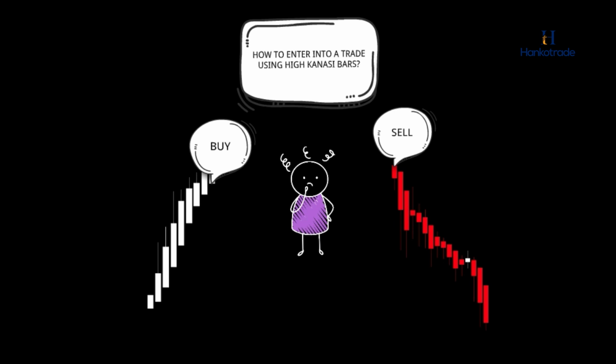To have an edge in trading the markets, you need to establish specific criteria that must be met before entering a trade. Simply relying on the appearance of bullish or bearish Heiken Ashi bars is not sufficient for making informed trading decisions. Applying rules or criteria for entering a long position.